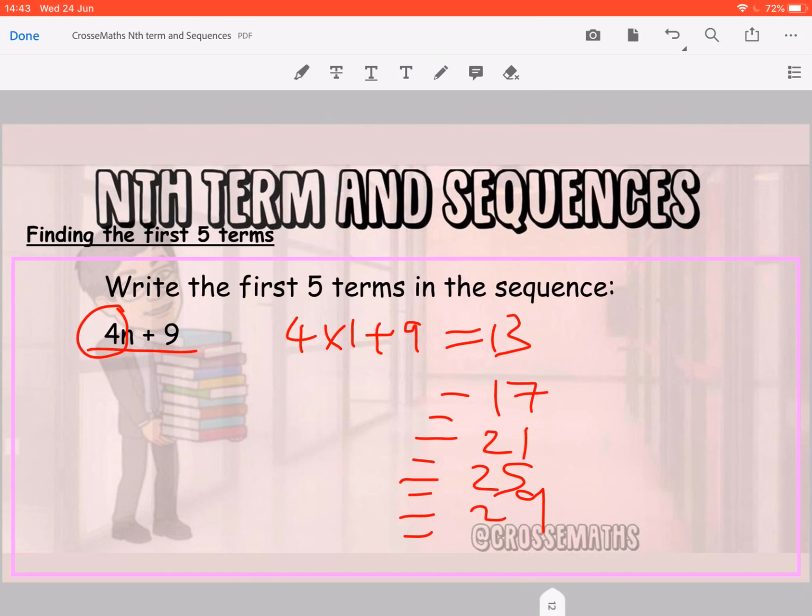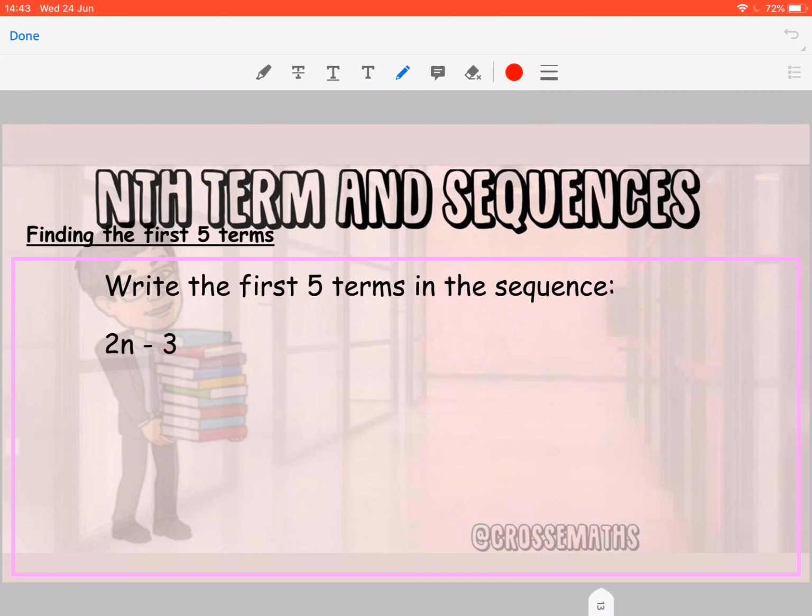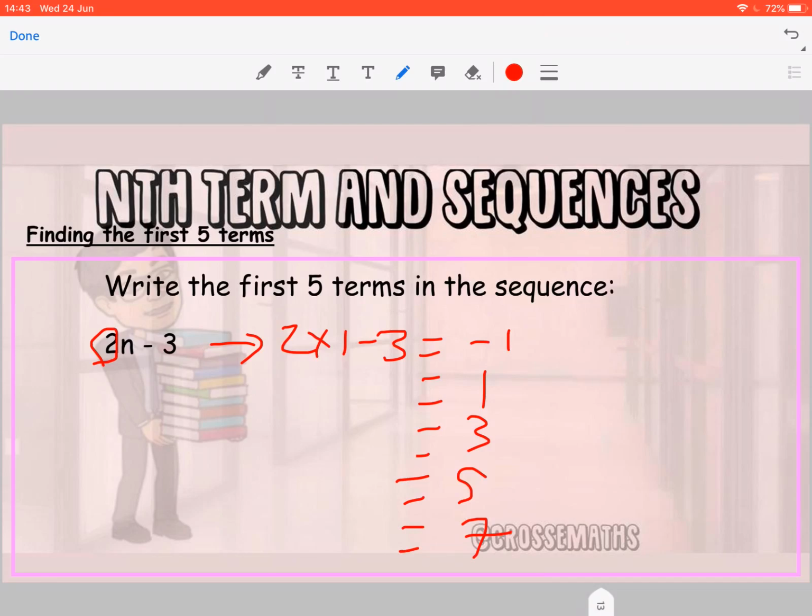Right then, so hopefully you've had enough time to copy that down. Looking for the first number again. If I want the first number, remember, I've got to sub the number 1 in. So it's 2 times 1 minus 3. 2 times 1 is 2, take away 3 is negative 1. Remember, it's going up in this number each time. It's going up in 2s. So negative 1, positive 1, positive 3, positive 5, and positive 7 are the first 5 numbers.